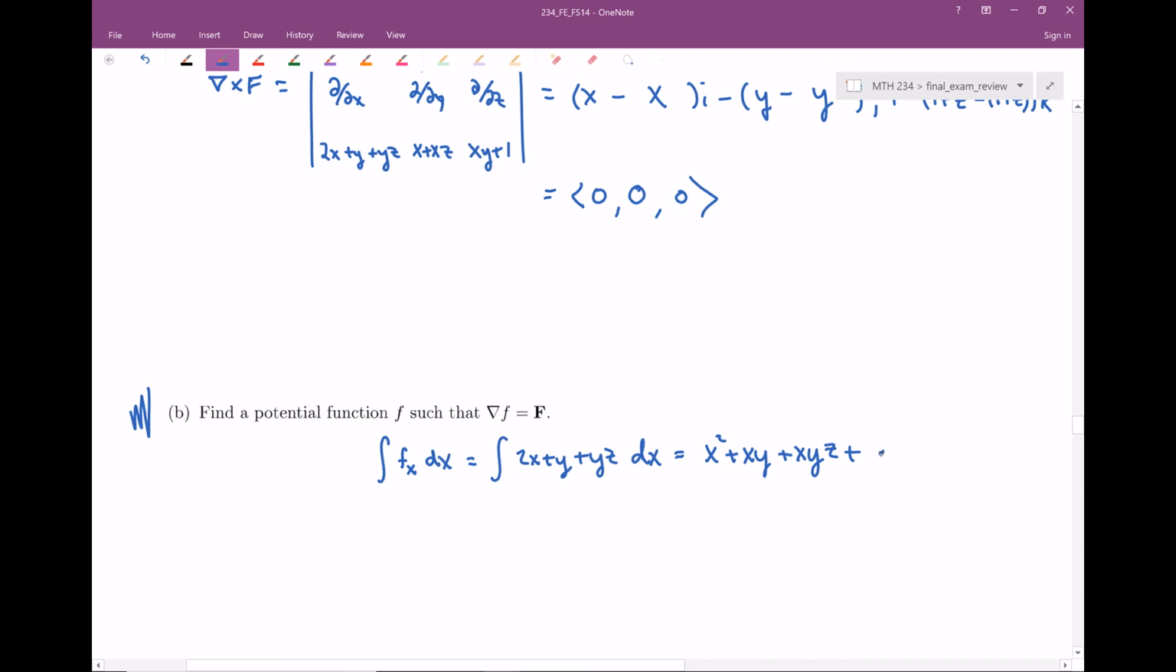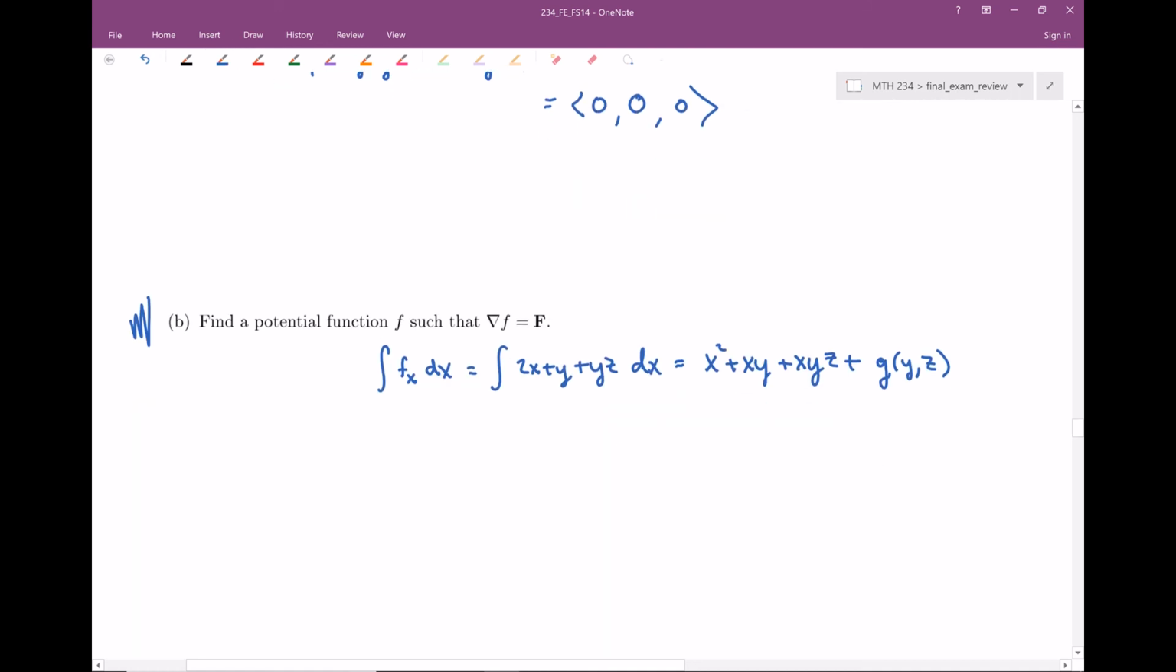You can have a crazy function here, and so long as it only has y's and z's in it, when you take the derivative of it with respect to x, all of it goes away. And so that's why we have a function left over here that can depend on y's and z's. So now our goal is to try to figure out what this function is.